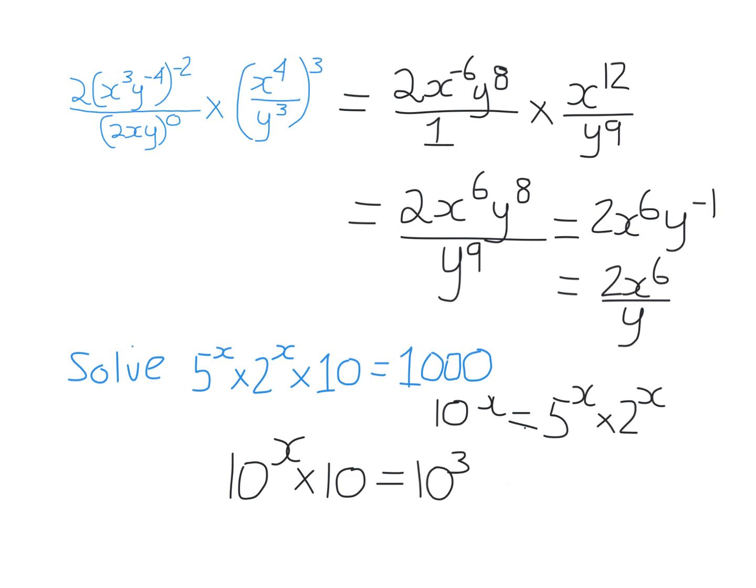Now we know from index law 1, if you have the same base and you multiply them, you just add the powers. So 10 to the x times 10 to the power of 1, keep the same base and add the powers. This is just 10 to the power of x plus 1 equals 10 to the power of 3. This makes the equation really simple. Because each expression has the same base, i.e. 10, then the powers must be equal. We must have that x plus 1, the powers are equal. X plus 1 equals 3, so x just equals 2, and we're done.